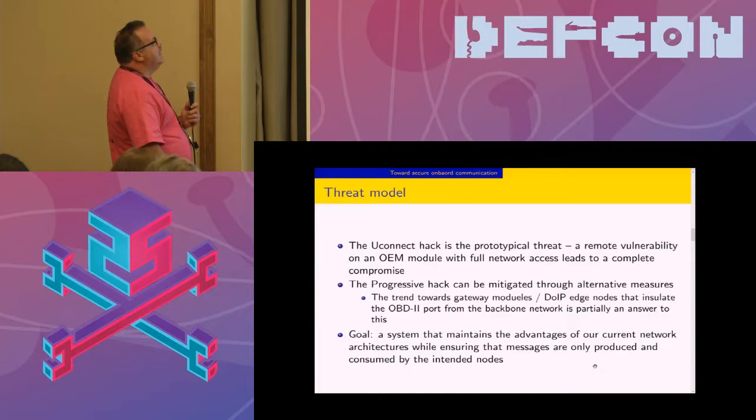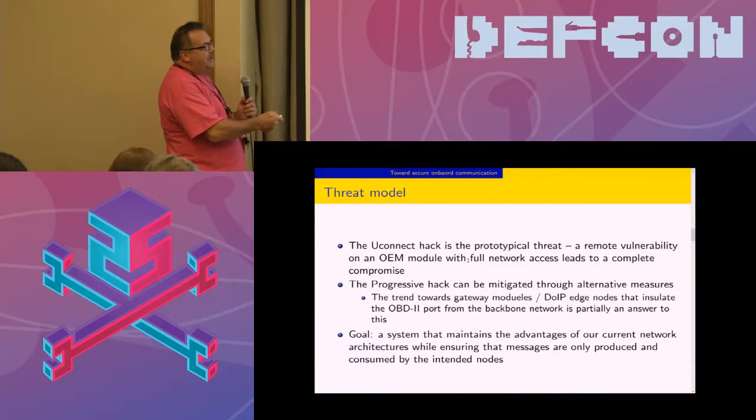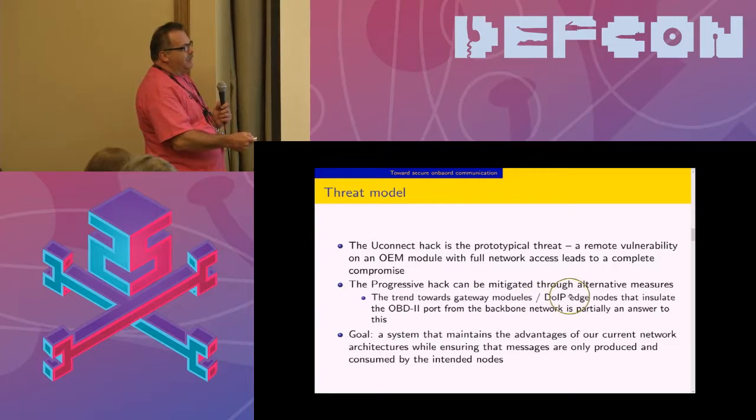So thinking about these hacks, the U-Connect or the Jeep hack, okay, this one right here is actually hacking right into the vehicle. Didn't have to put anything in at all, okay? Whereas the progressive hack actually can be mitigated, and you're already starting to see examples of this right now.